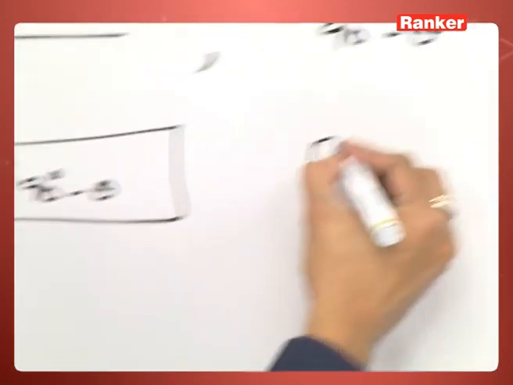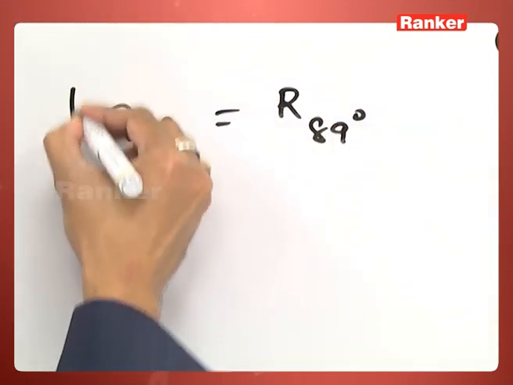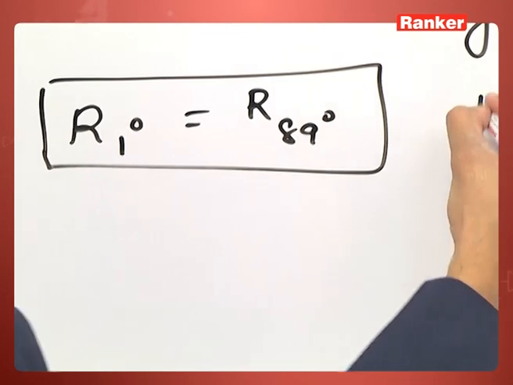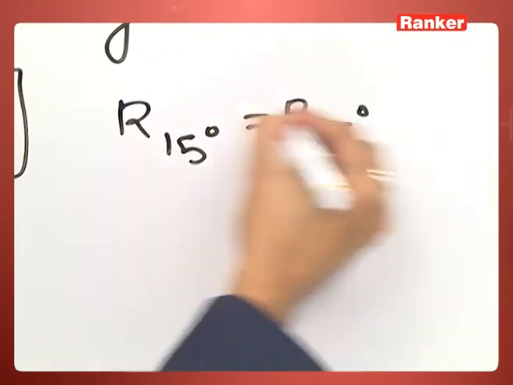Example, range for 1 degree is equal to range for 89 degree. Range for 15 degree is equal to range for 75 degree.